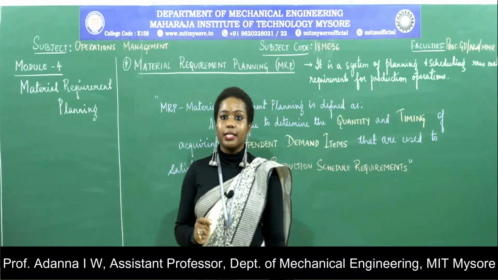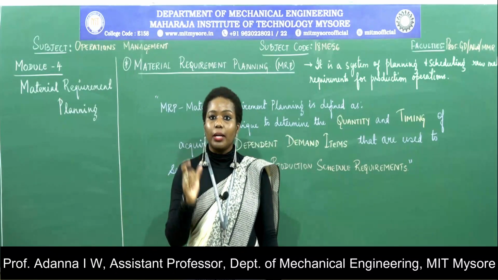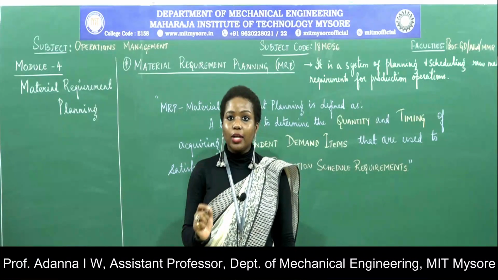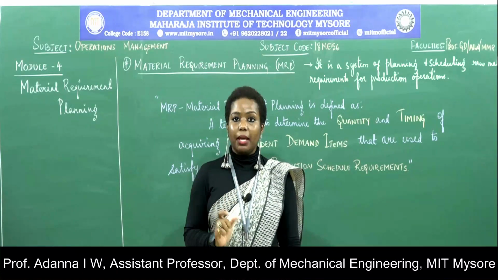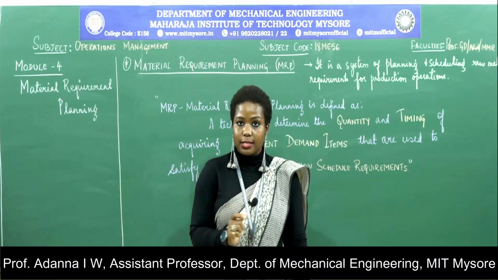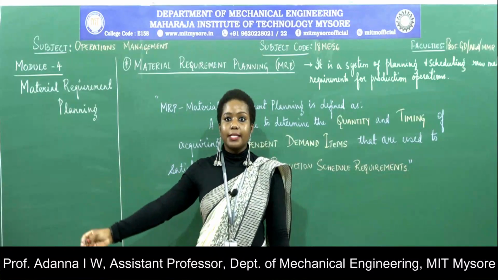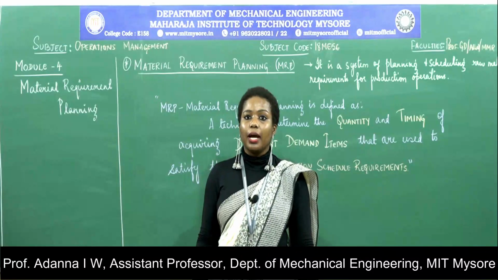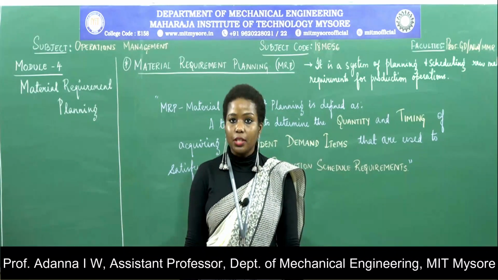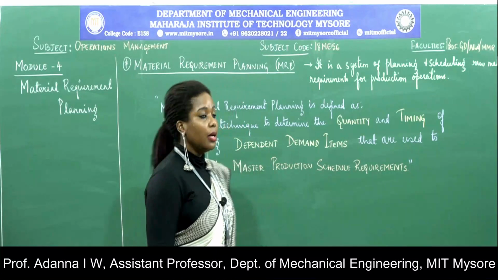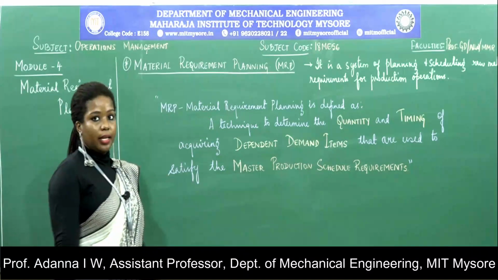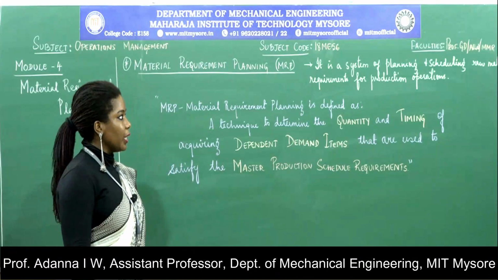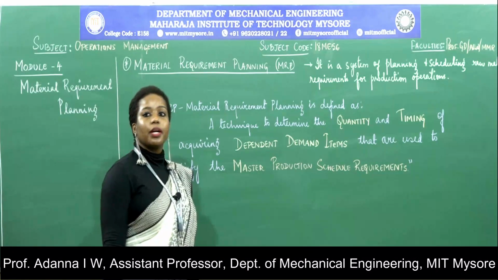The name itself suggests that we plan the amount or quantity of the material that has to be got right on time. We plan it along with the timing, looking at when it is required in the system, and then we place an order and it has to be in the system by that particular time, so that we are able to carry out production as per the schedule. So to define material requirement planning in general, it is a system of planning and scheduling raw material requirements for production operations.